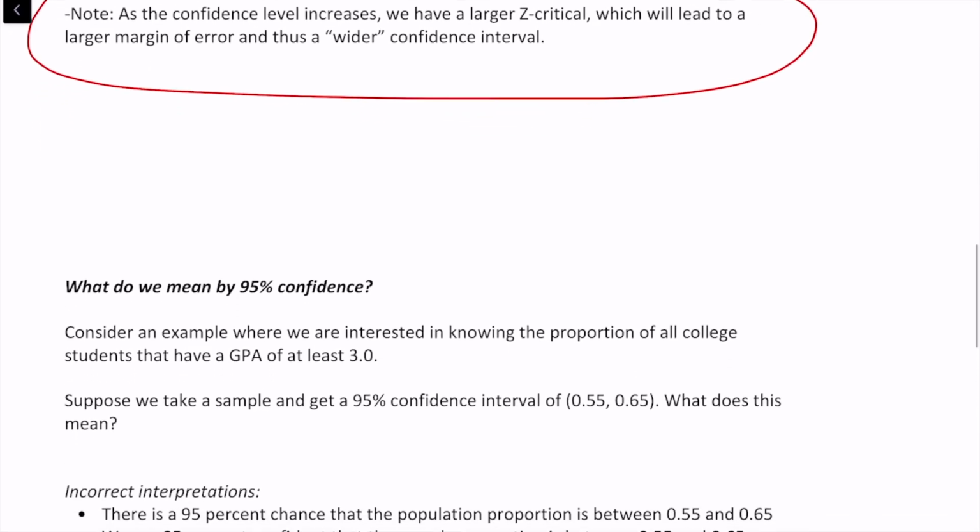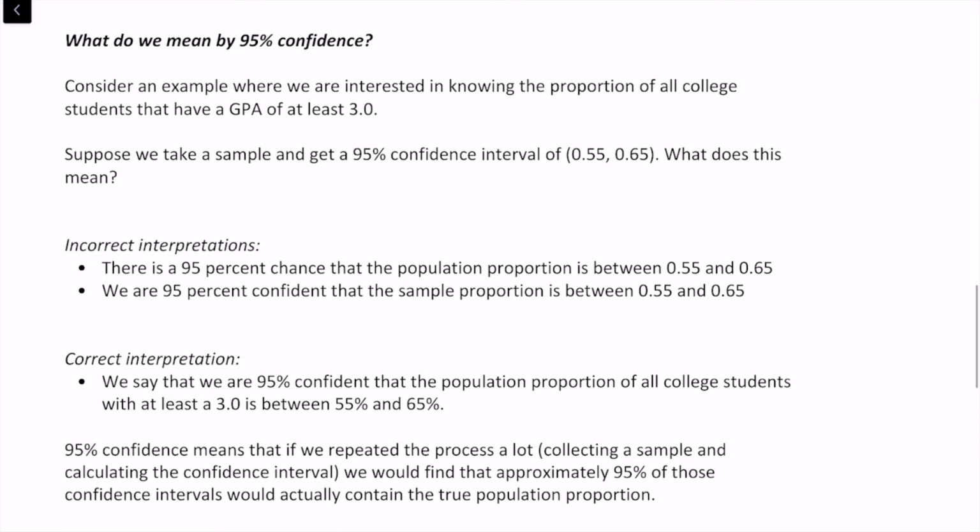All right, and then moving along here, what in the world do we mean by 95% confidence? This is where I want to take a few minutes and discuss really quickly, okay? So consider an example where we are interested in knowing the proportion of all college students that have a GPA of at least 3.0. Okay, so we want to know the population proportion or the population percentage of all college students that have a GPA of at least 3.0.